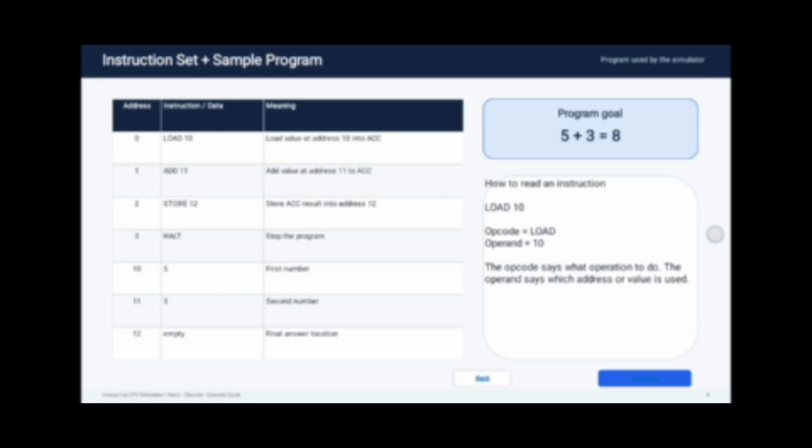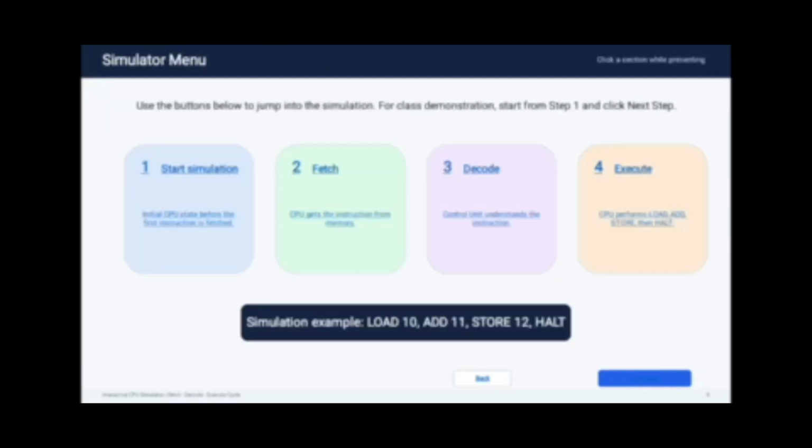For this simulator, we use a simple program. The first instruction is load 10, which means load the value from memory address 10 into the accumulator. The second instruction is add 11, which means add the value from memory address 11. The third instruction is store 12, which means store the result into memory address 12. The last instruction is halt, which means the program stops. The values used are 5 and 3, so the final result will be 8.